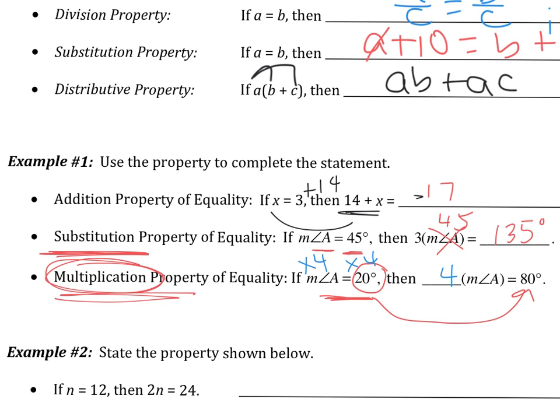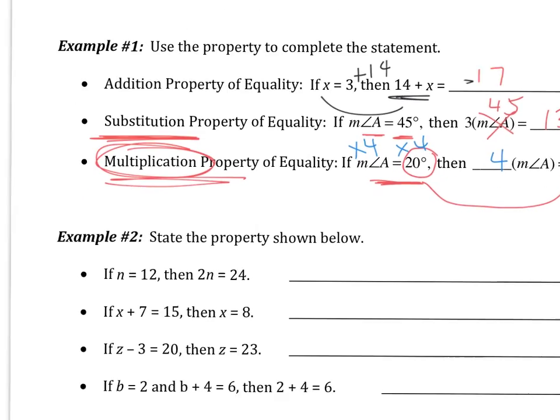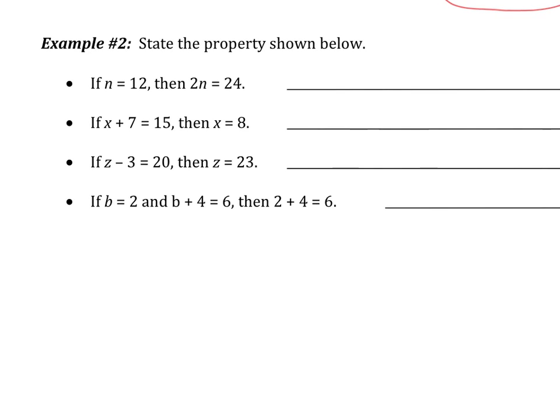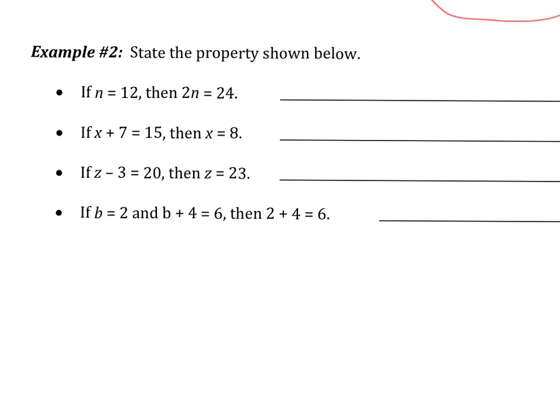Okay? So think about what they're telling you to do, and then just do it. Like if they tell us to add 14 to the X, add 14 to the 3. If they say to take 20 and multiply it by 4, take the A and multiply it by 4. Okay? All right. Maybe these will be a little easier. Here is what you got to think of. How do I go from here to here? What am I doing to both sides of the equation?